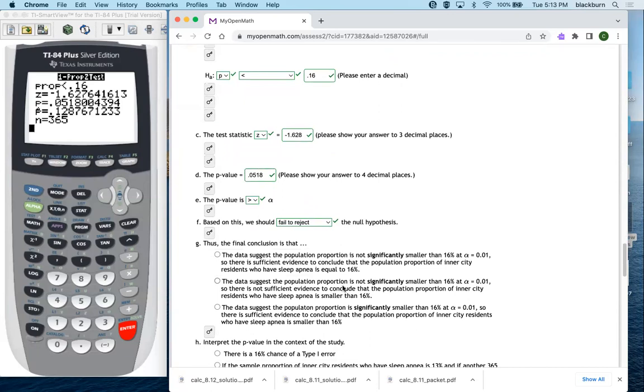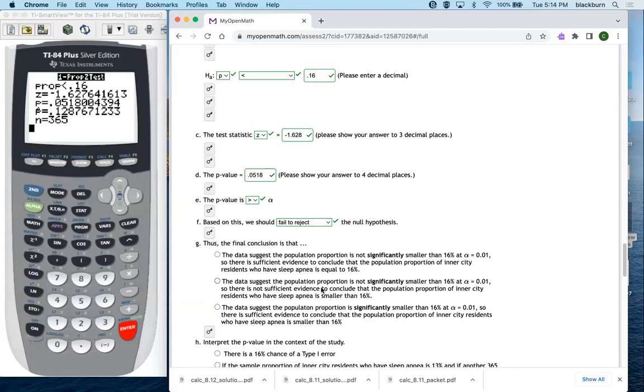So the data suggests the population proportion is not significantly different, or significantly smaller than 16% at 0.01. So there is sufficient evidence to conclude that the population proportion of inner city residents who have sleep apnea is equal to 16%. Let's read the second one and see how it differs. The data suggests the population proportion is not significantly smaller than 16% at 0.01, so there is not sufficient evidence to conclude the population proportion of inner city residents who have sleep apnea is smaller than 16%.